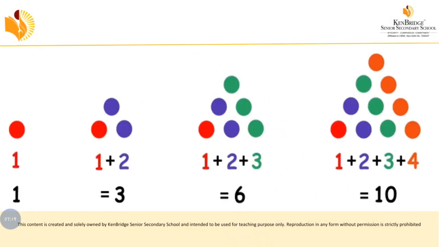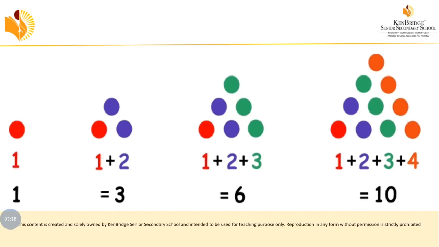So here I have shown a model of triangular numbers. Just look at this. First we have placed only 1 dot. Then we have placed 1 plus 2. We have added 2 more dots to the number 1. So what happened? We are getting the triangular shape. So 3 is a triangular number.